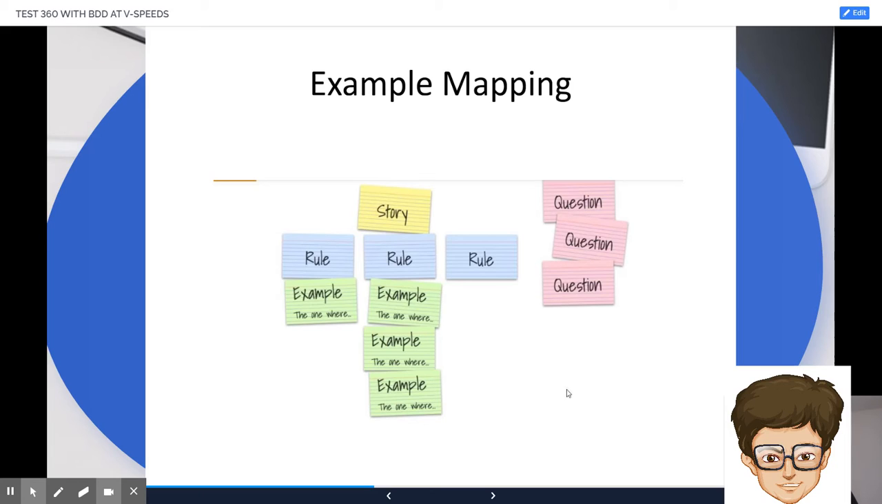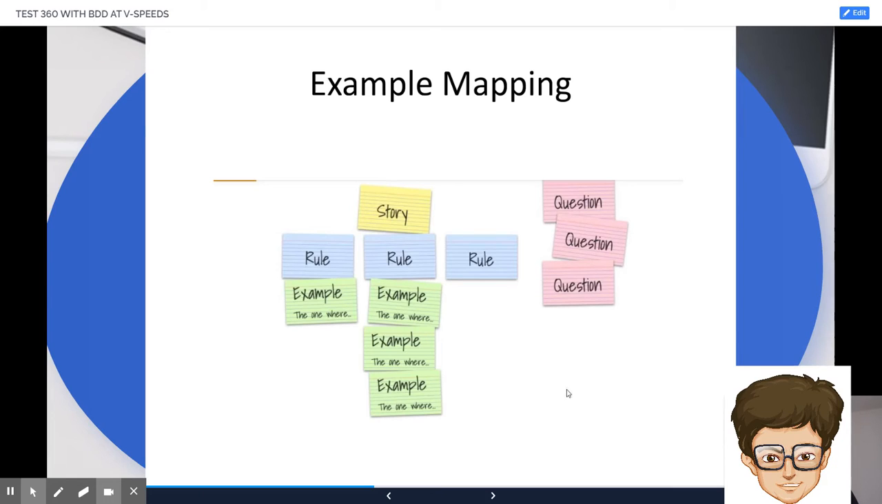In example mapping, you take a story, write some rules that are connected to that story, and then find examples for the rules. You do not have to follow the exact order. You could also come up with examples and then connect them back to a rule. But it's much easier to get a rule and then connect it to an example.